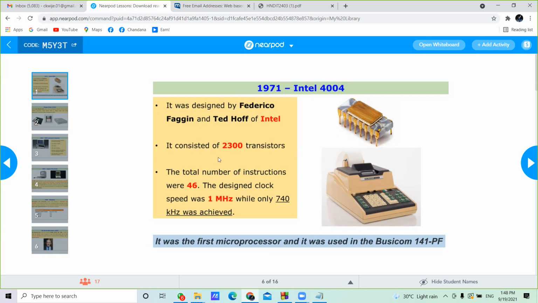It consisted of 2300 transistors. Total number of instructions were 46. Clock speed 1 megahertz while only 740 kilohertz were achieved. Designed for 1 megahertz, but actually it performed at only 740 kilohertz.